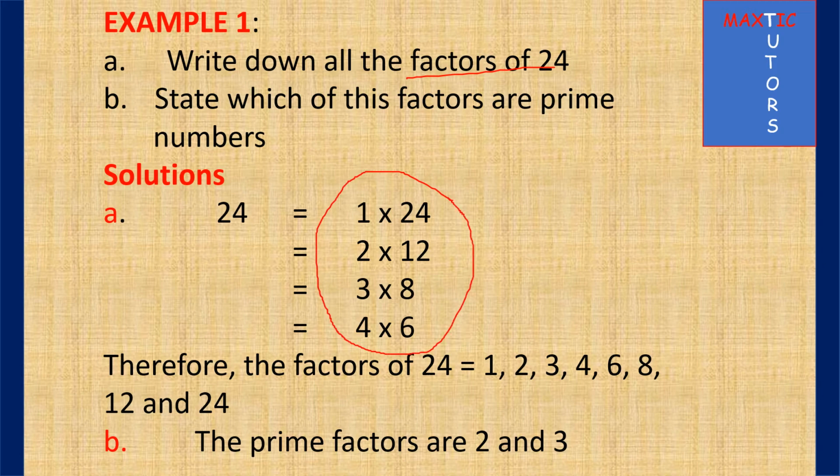Now we can then arrange them this way. The factors of 24 are 1, 2, 3, 4, 6, 8, 12, and 24, which is what you have here. So out of these factors of 24, the prime factors are 2 and 3. It is only 2 and 3 that are prime numbers. And because they are factors, we also call them prime factors. Because 2 can only go in 2, 3 can only go in 3. So for 2 and 3, they are prime factors.